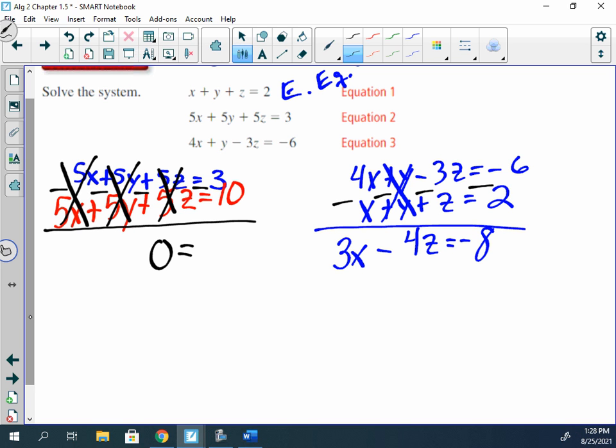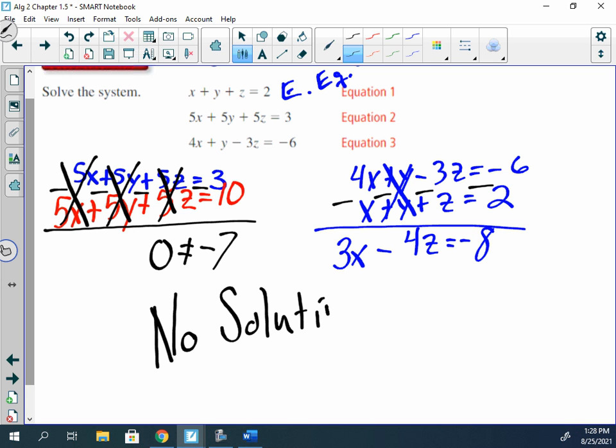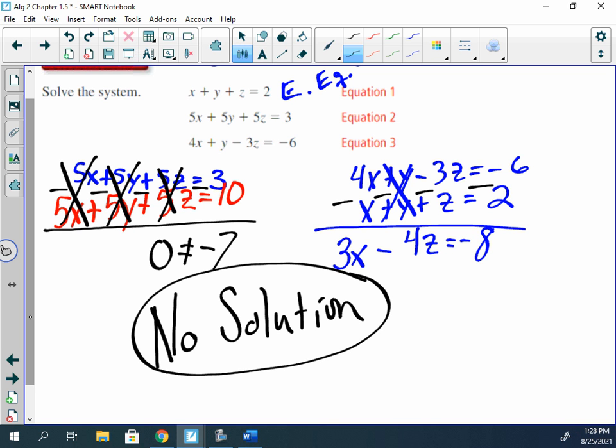3 minus 10. Get negative 7, so 0 equals negative 7. Is 0 ever equal to negative 7? What is that word? No solution. No. It said no. I was like, what is that word? I was like, I hate it.